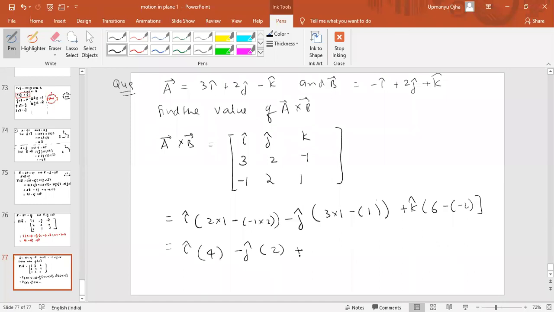Then plus 8k cap, because 6 into plus 2 is 8k cap. So the answer for this problem is 4i cap minus 2j cap plus 8k cap. Okay, 4i cap minus 2j cap plus 8k cap.